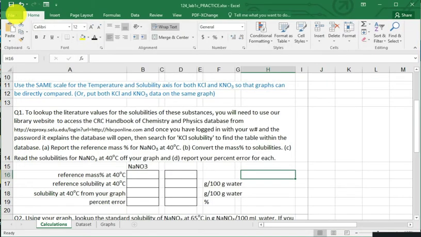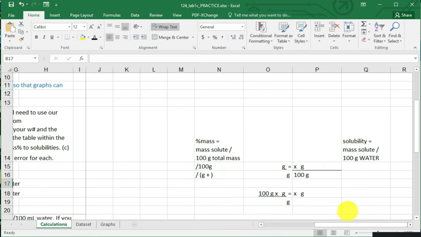But let me go back over to my spreadsheet, and it is 51. I need to know what that is in terms of solubility, in grams per 100 grams of water. I've written this over here. Percent mass is the mass of solute per 100 grams of total mass of the solution. So it was 51 grams per 100 grams. I need to figure out what that is per 100 grams of water, so I need to figure out how many grams of water are in this.